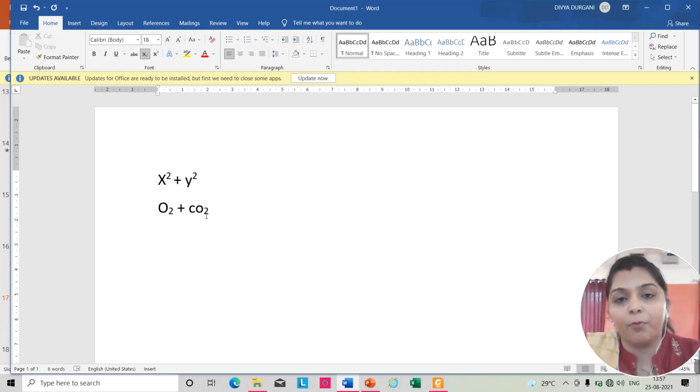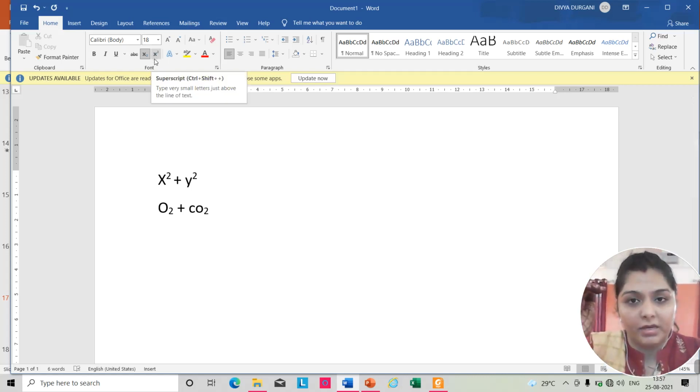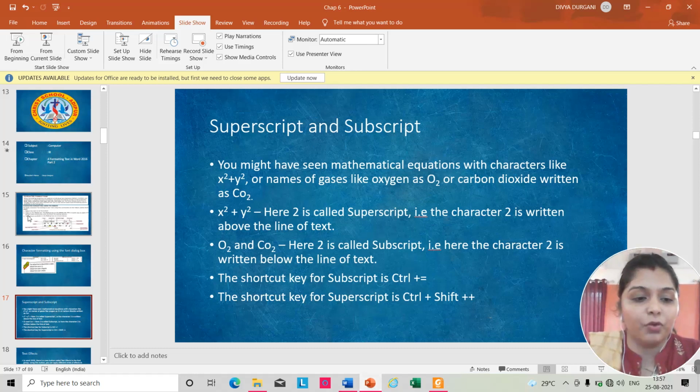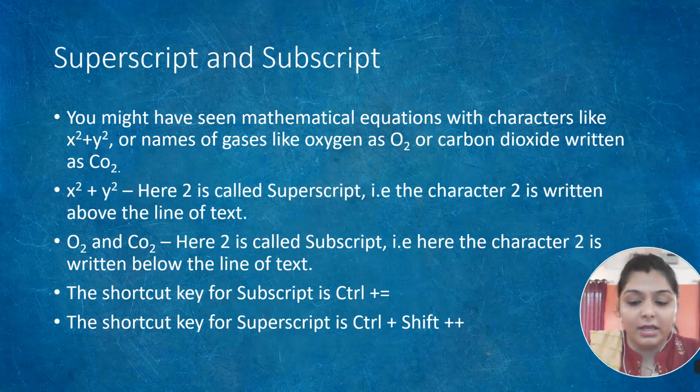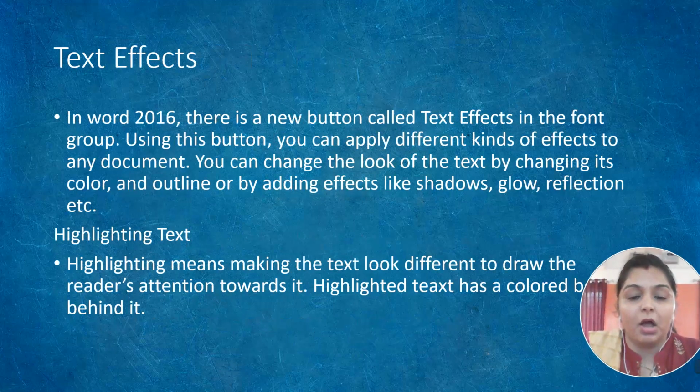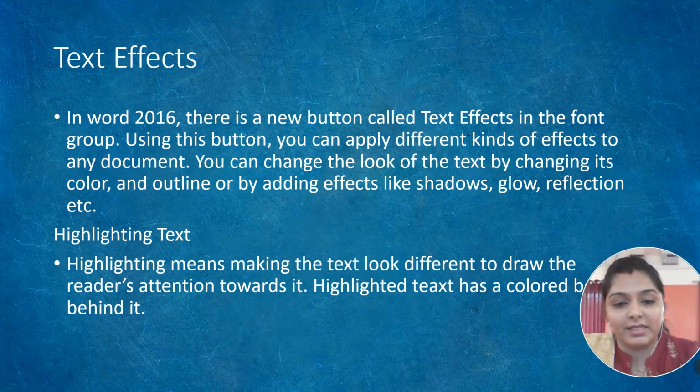What is superscript? What is subscript? Superscript means writing above the line of the text. Subscript means writing below the line of the text. Understood? Now let us see what is next, dear kids. Yes, text effects. In Word, there is a new button called Text Effects in the Font group. Using this button, you can apply different kinds of effects to any document. You can change the look of the text by its color, outline, or by adding effects like shadows, glow, reflection, etc.